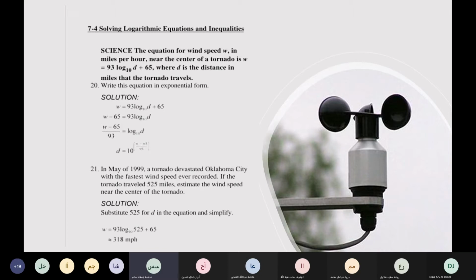In May of 1999, a tornado devastated Oklahoma City with the fastest wind speed ever recorded. If the tornado traveled 525 miles, estimate the wind speed near the center of the tornado. So it's already given me the equation in the first question. I will just substitute the D that was given, it's 525, then to get the answer, which is 380.